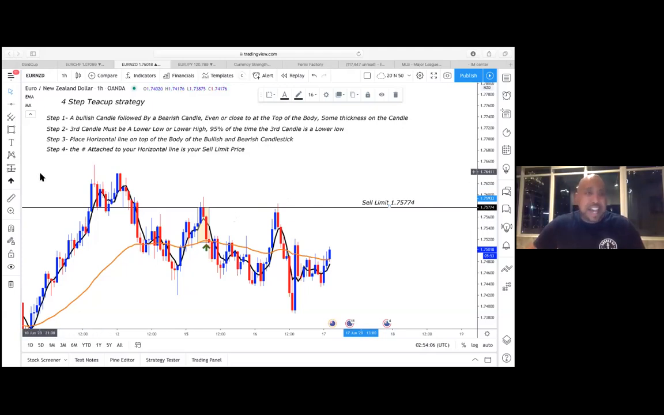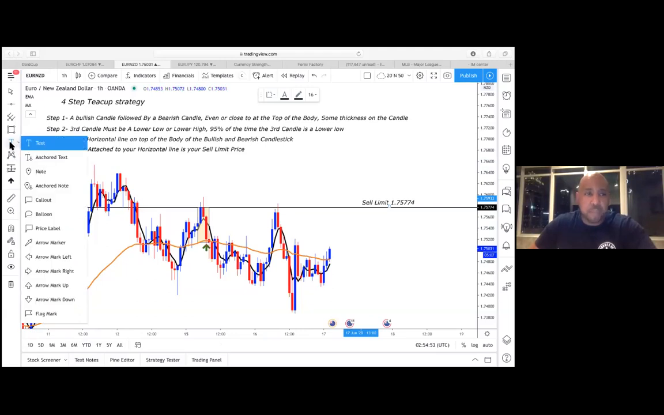Now, stop loss. I'm going to give you a stop loss now. But does everybody understand step number 4? Before I move on, does everybody understand step number 4? Step 3 leads you right to step number 4. Because once you place that horizontal line, whatever number is attached to that horizontal line, that's your entry price for the market. Remember, teacups are pending orders. They're not market execution. They're pending orders. All right, cool. We flowing. I just want to make sure everybody's good. Yeah, pending orders only.